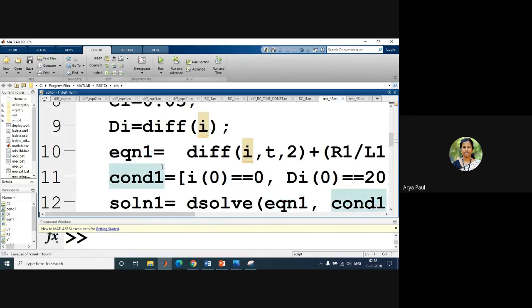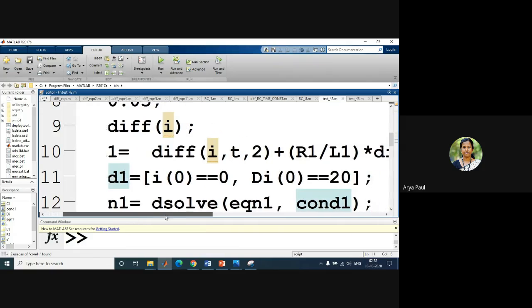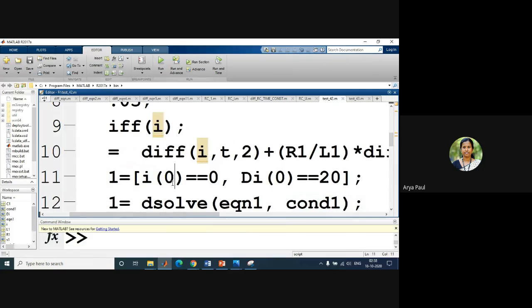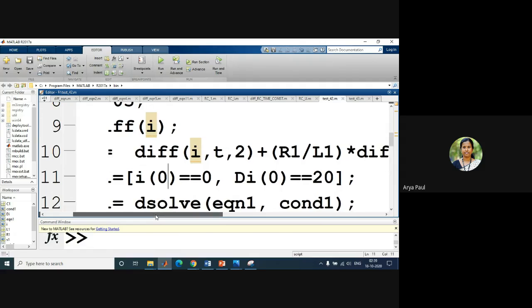Now the condition. Here I need to put two conditions, then only can I solve, because there will be two constants associated with this. If you solve this manually using the particular integral and complementary function, you will get two constants. In order to find the particular solution, you need to solve for the constants, so you need two initial conditions. These will be given in the question.